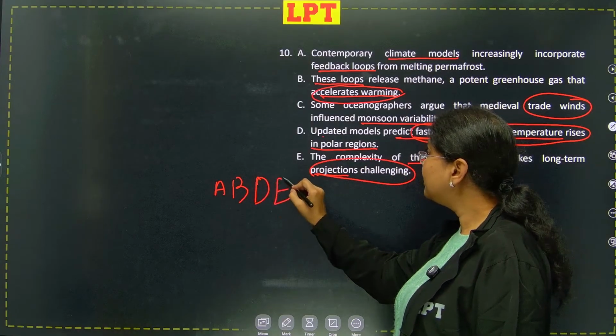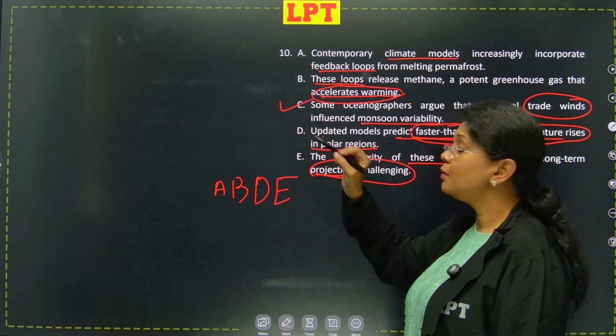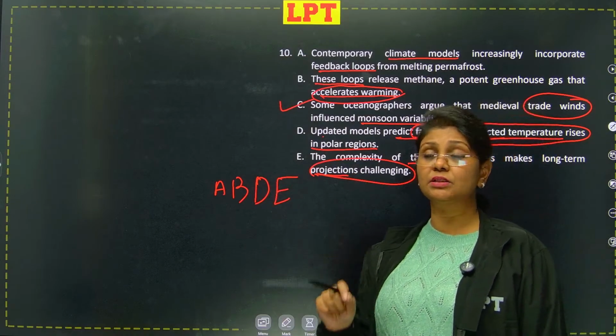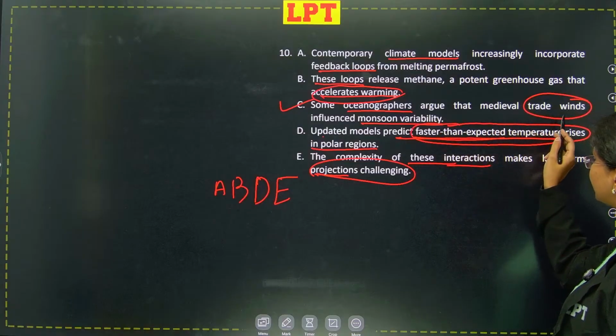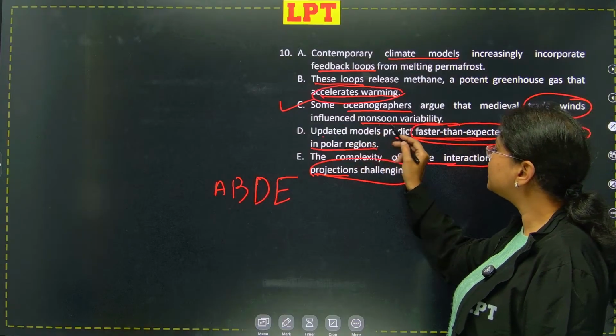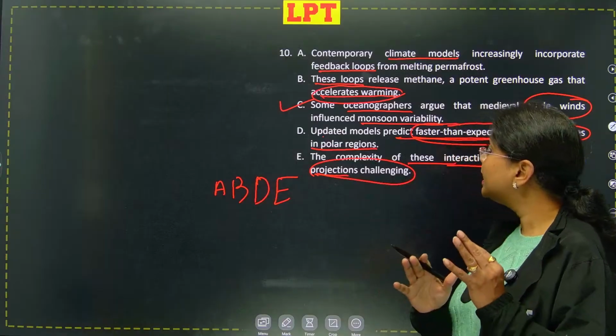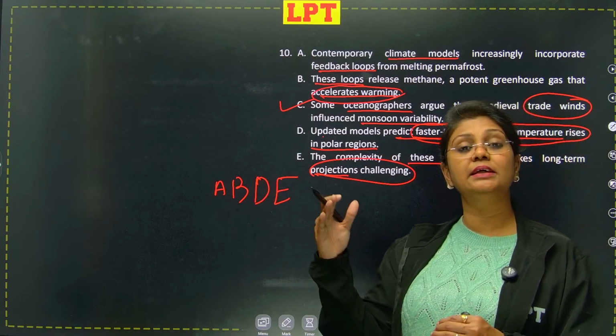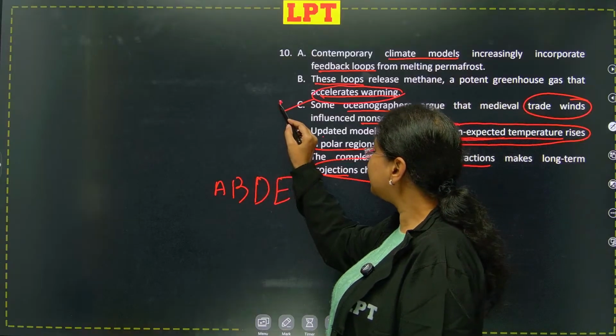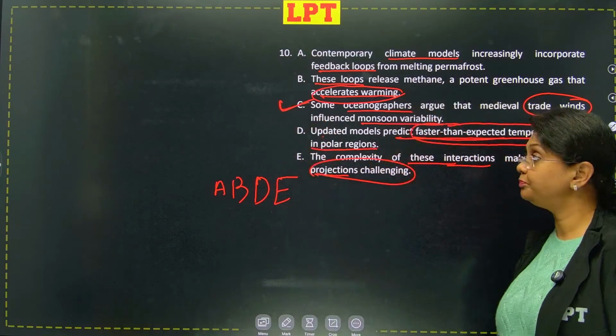E comes here, and then you have C, which does not gel with the rest of the statements. It talks about oceanographers arguing that medieval trade winds influenced monsoon variability. It does not really relate to the climate change models that we're discussing in the rest of the statements. So C is the correct answer.